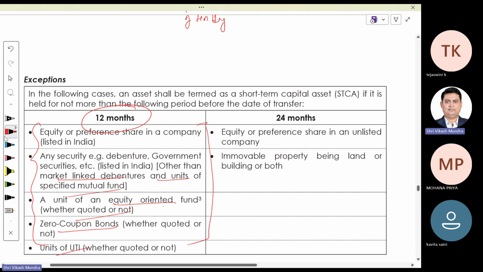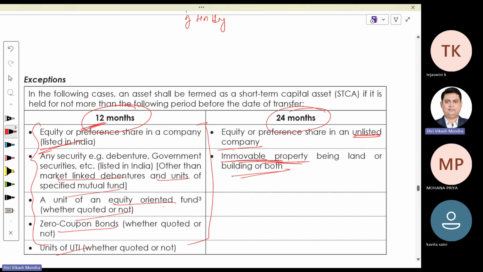On the contrary, if I'm transferring my capital asset, which is an equity or preference share in an unlisted company, that means in case of a listed company, 12 months should be considered. In case of an unlisted company, or where the capital asset is immovable property, being land or building or both, if the period of holding exceeds 24 months, then it will be considered a long-term capital asset. Otherwise, it would be considered a short-term capital asset.